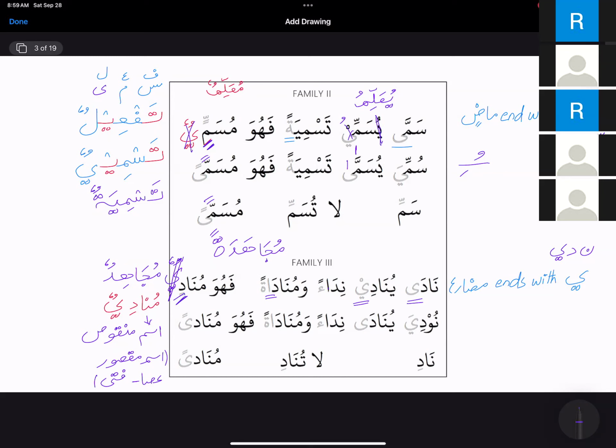And these kinds of ism are called what? Ism manqus. Why are we calling it ism manqus? Because they are naqis, shortened. Yeah, ism manqus.